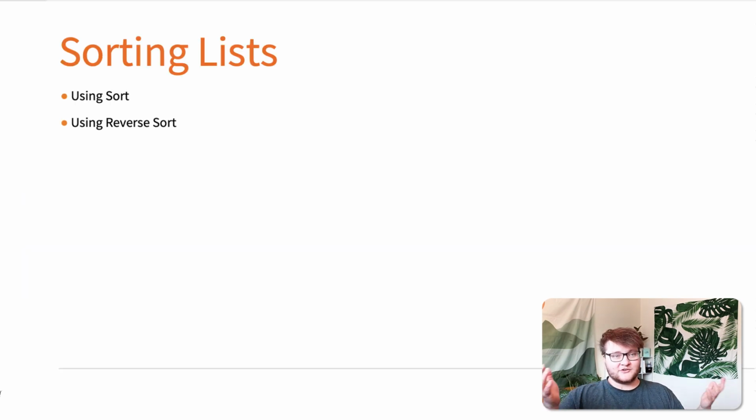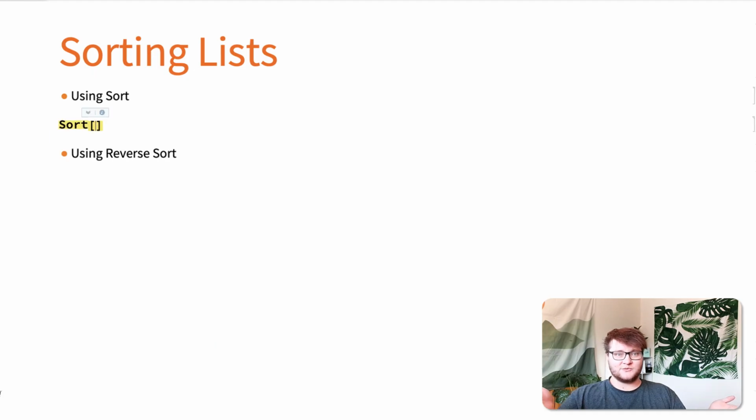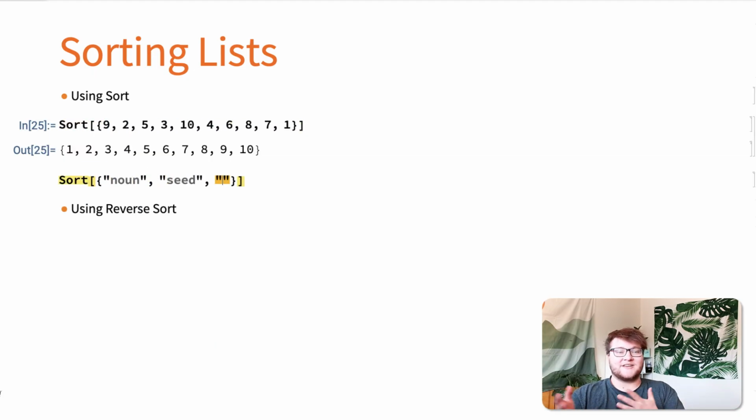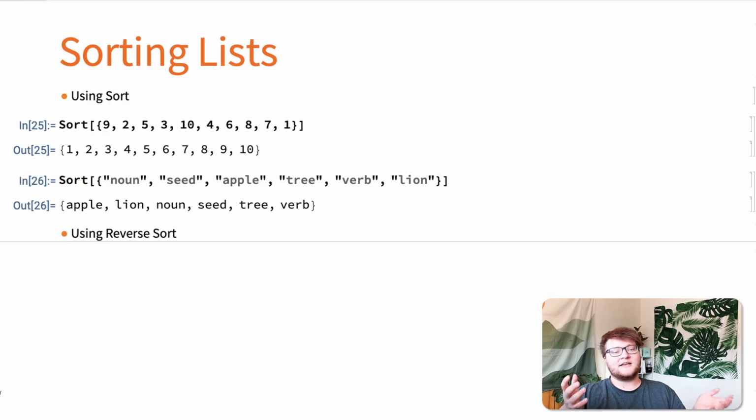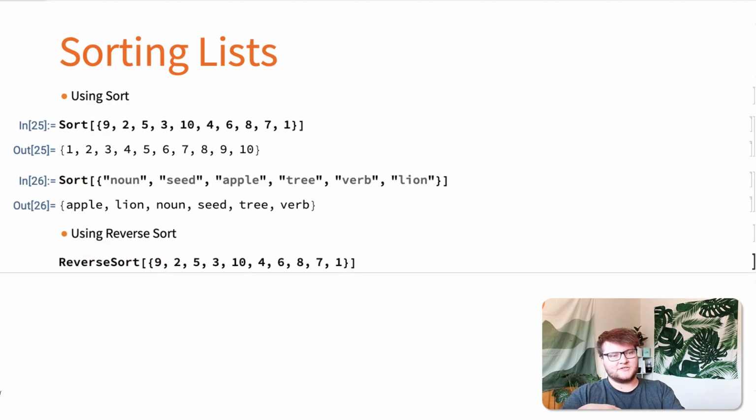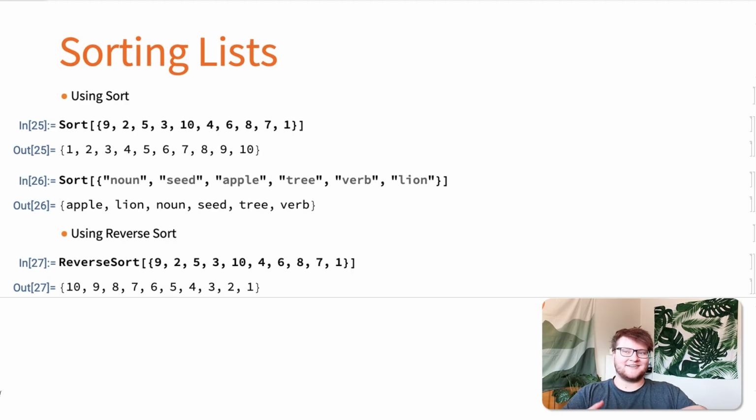So the most obvious function for sorting a list is sort, which returns the sorted version of the list. Sort is also going to put strings in alphabetical order, and we can use reverse sort to get the sorted order from largest to smallest, so we don't have to sort it and then reverse it.